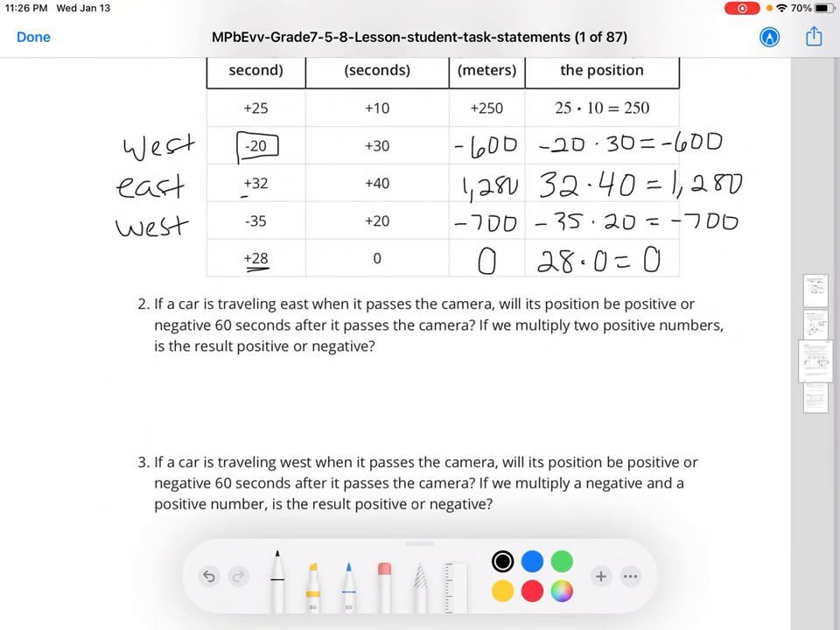Number 2 says if a car is traveling east when it passes the camera, will its position be positive or negative 60 seconds after it passes the camera? So if it's traveling east, it's going to be positive. So if we multiply two positive numbers, is the result positive or negative? So that means a positive number times a positive number. That would give me a positive.